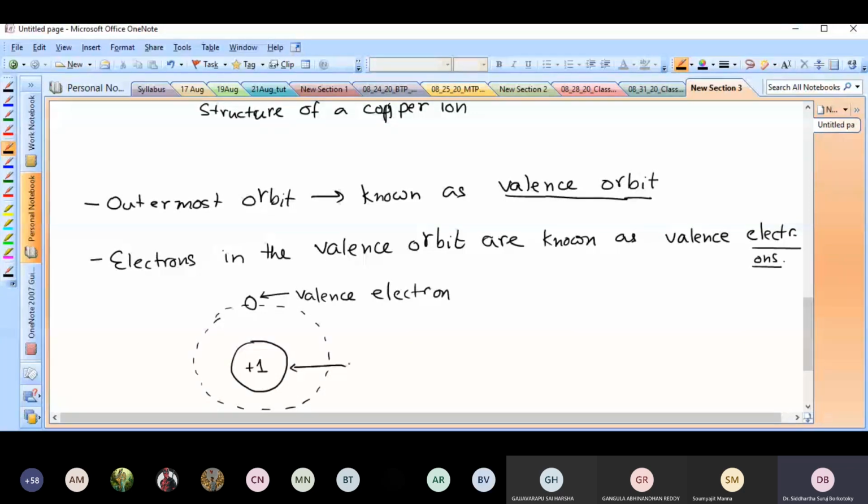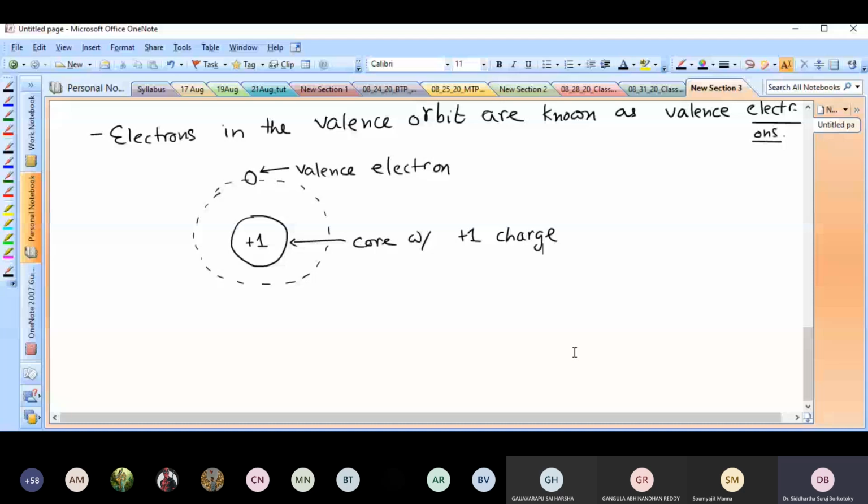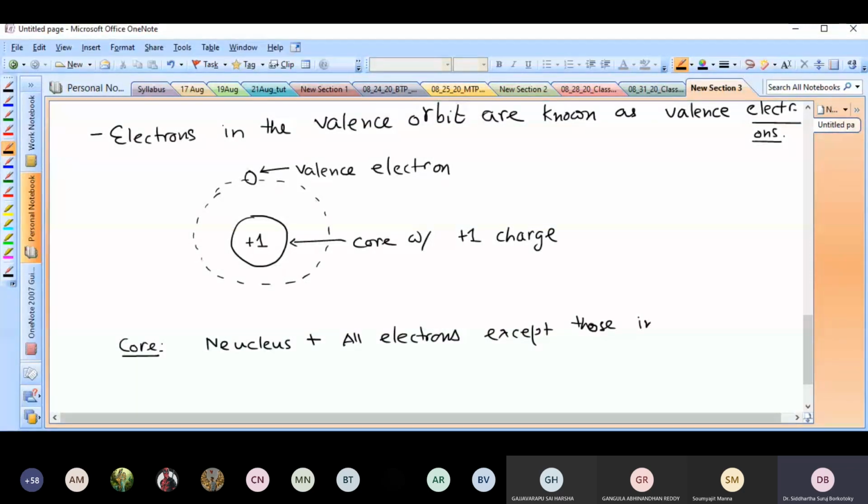And there is a core with +1 charge. Why +1 charge? What is the core? How do we define the core? So the core is the nucleus plus all electrons except those in the valence orbit. Okay, so basically this is an alternative representation.